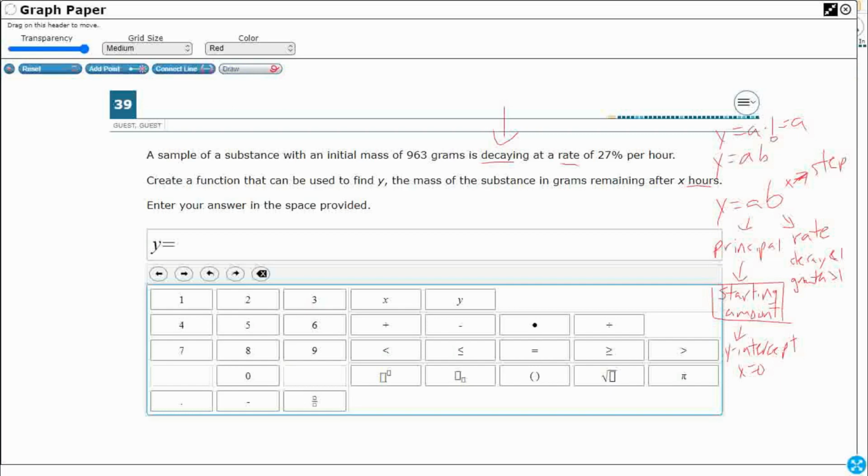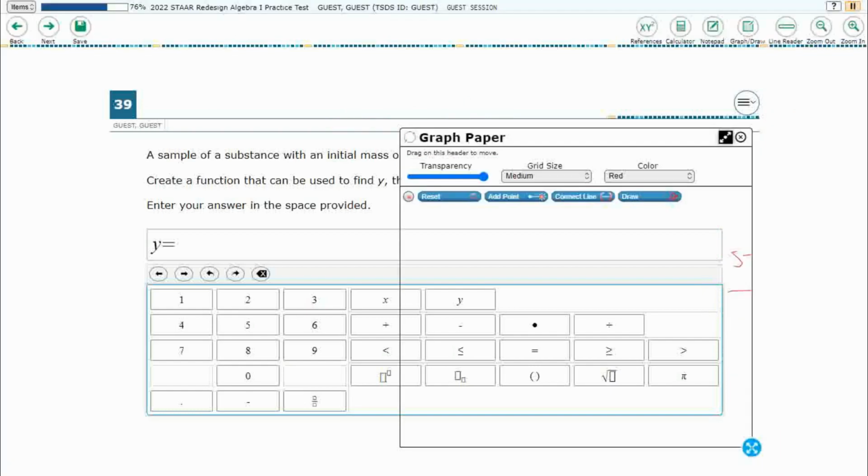So what are we starting with? A sample of a substance with an initial, look at that, initial means starting. Because that a is the initial amount or your starting amount: 963 grams. So a equals 963. In our equation, the a always comes right after the equal sign, so we're going to put 963.